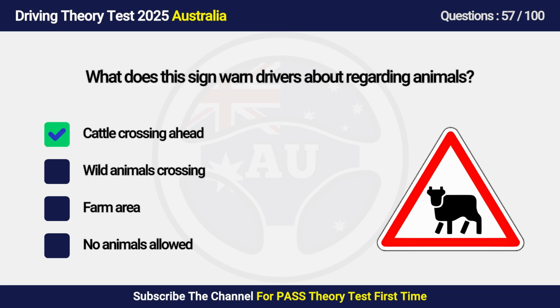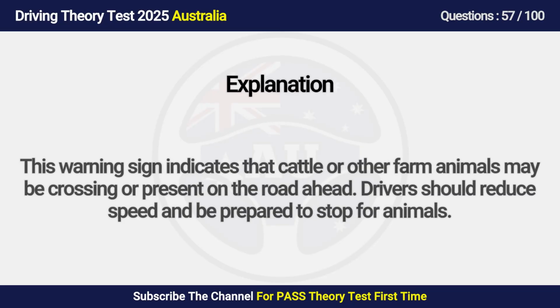Answer is A. Cattle crossing ahead. This warning sign indicates that cattle or other farm animals may be crossing or present on the road ahead. Drivers should reduce speed and be prepared to stop for animals.